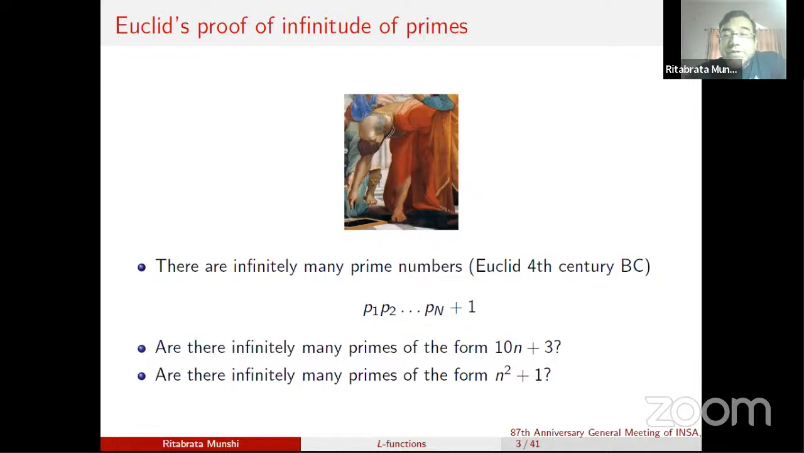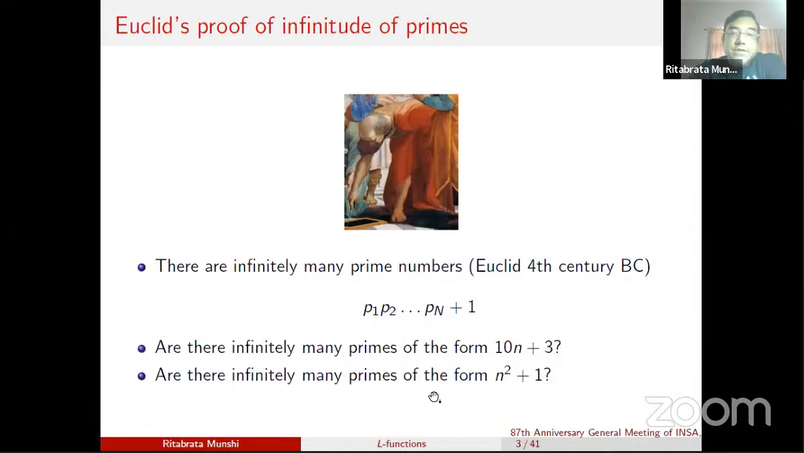But the problem with this proof is that you cannot really generalize it to arbitrary sequences. Given any sequence of positive integers, it's a standard problem in analytic number theory to find out whether there are infinitely many primes, or any primes, in that sequence. For example, you can look at a sequence in arithmetic progression. Here is one example: numbers of the form 10n plus 3, the integers whose last digit is 3. You can ask whether there are infinitely many primes of this form. It turns out that it's quite difficult to generalize Euclid's proof to prove the infinitude of primes of this form.